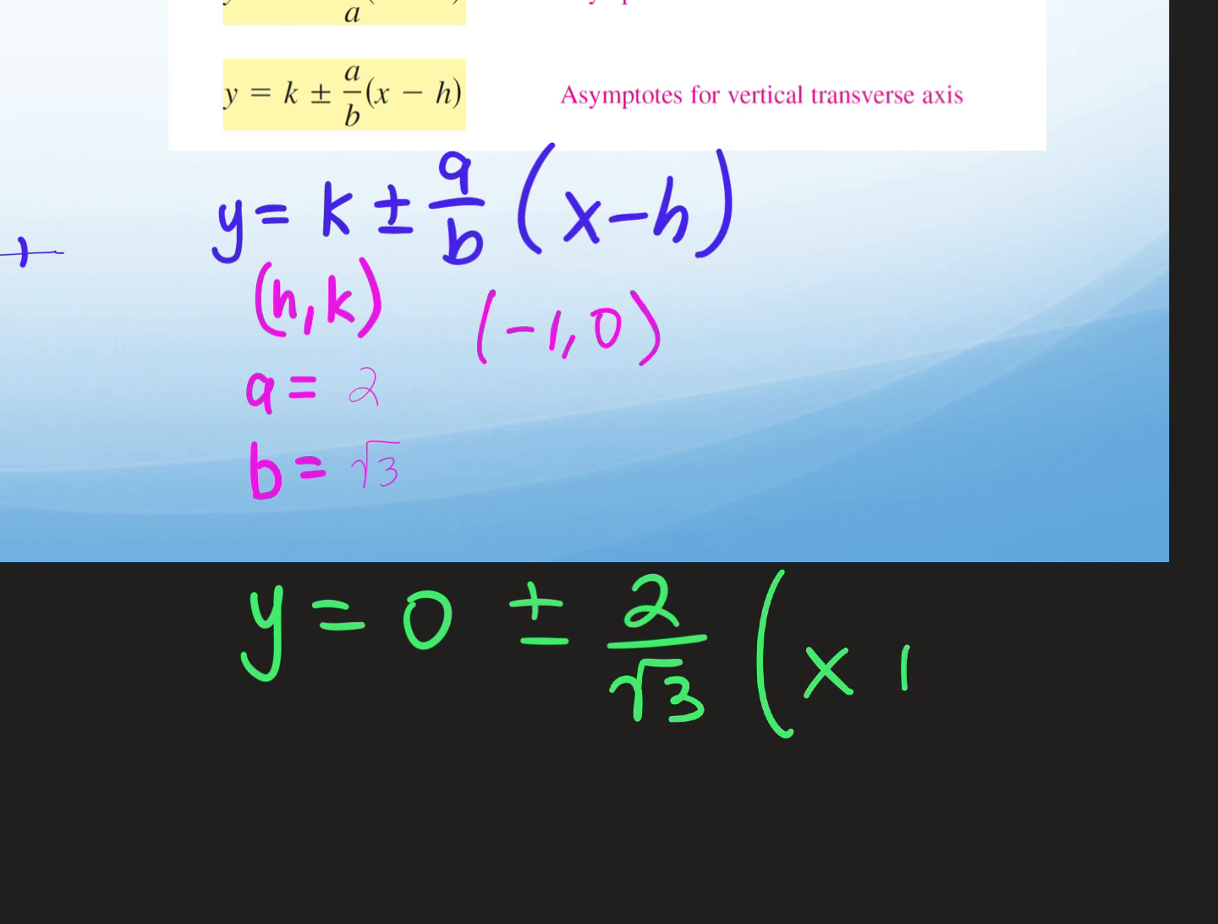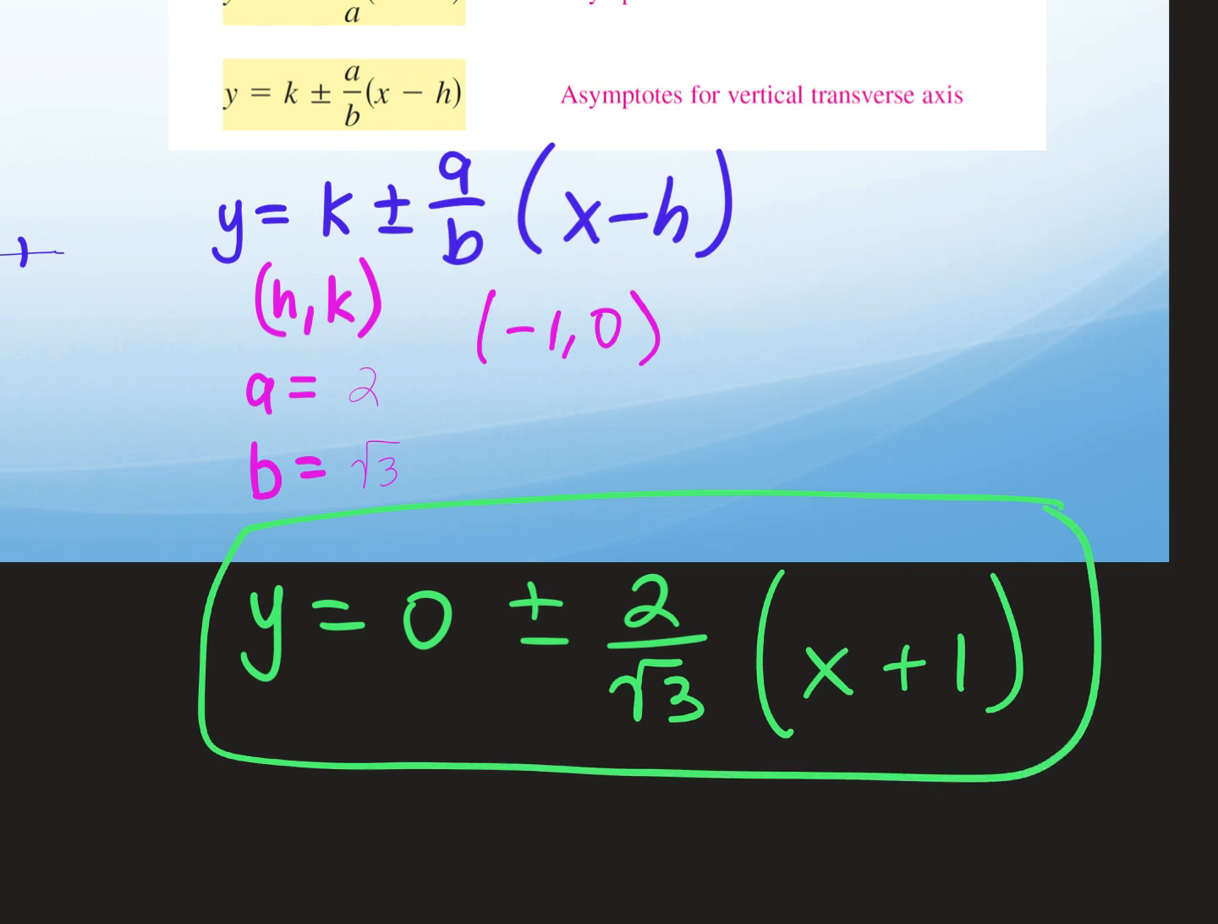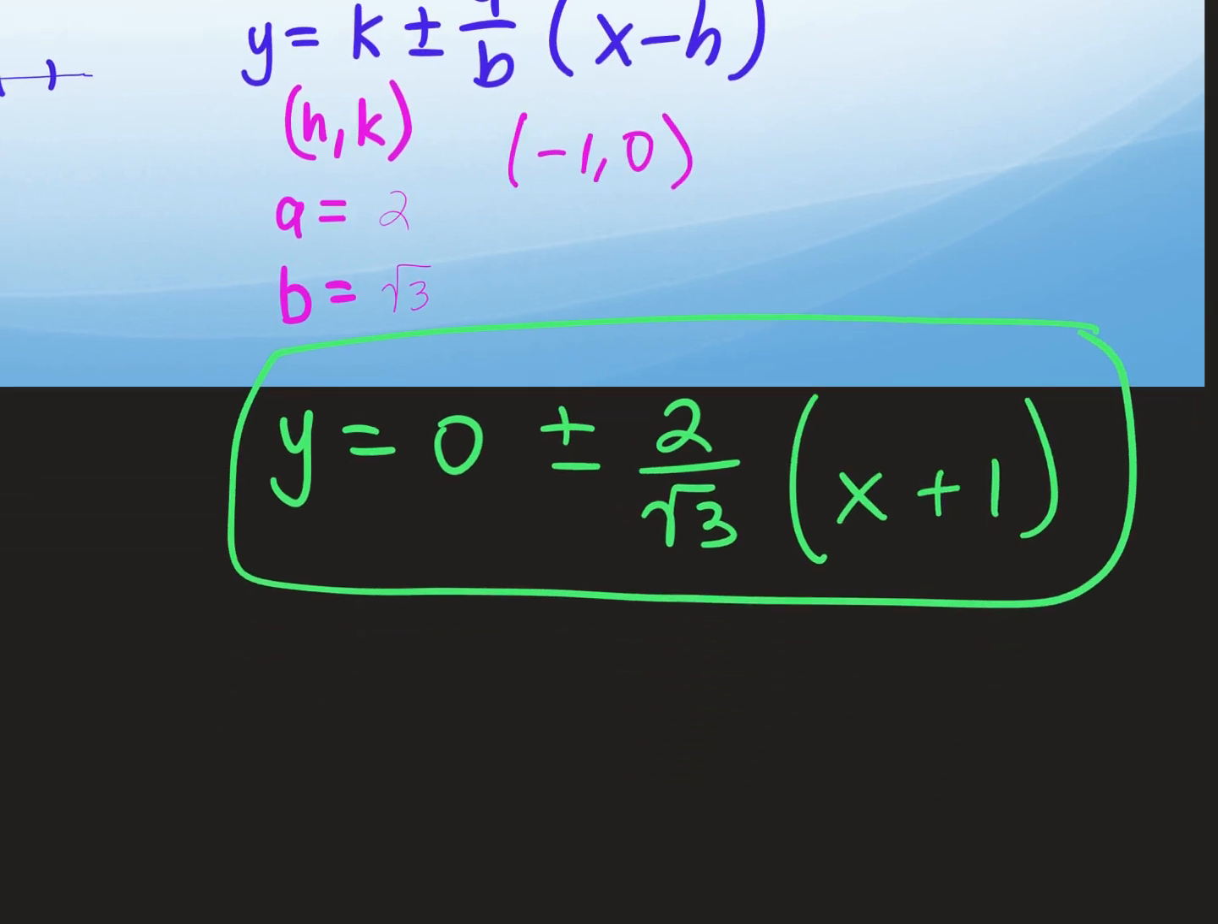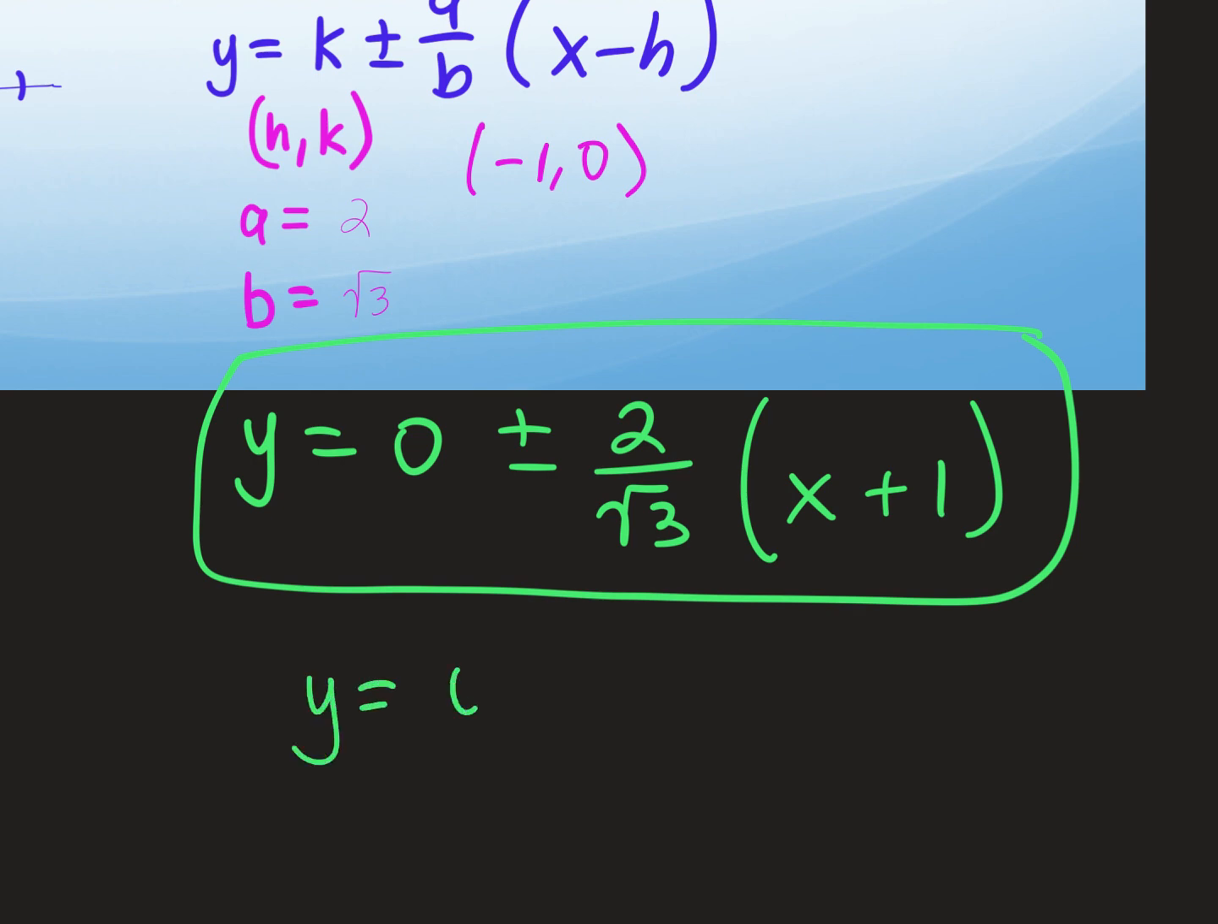Minus a negative, so plus 1. If you left your equation like that, that's totally fine with me. If you want to say y equals 0 plus or minus 2 root 3x plus 2 over root 3, that's fine. Don't worry about rationalizing. Either one is fine. But the biggest thing is this: is it A over B or is it B over A? That all depends on whether you have a vertical or a horizontal hyperbola.